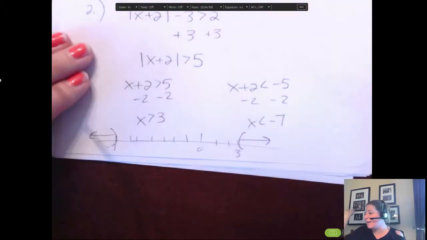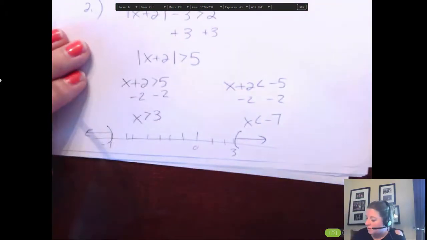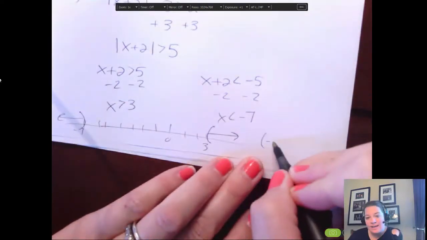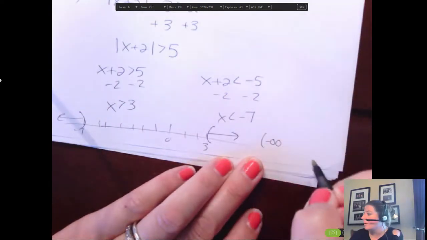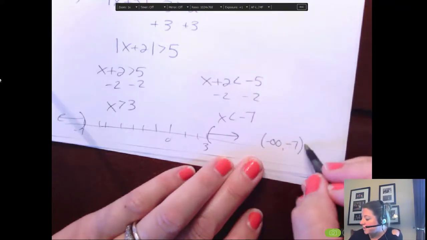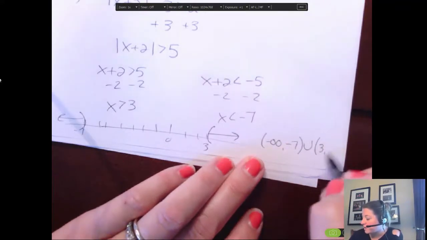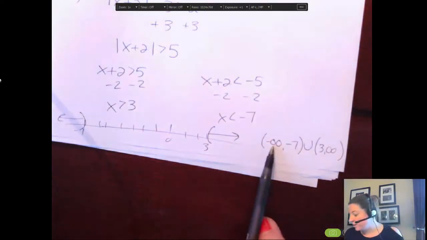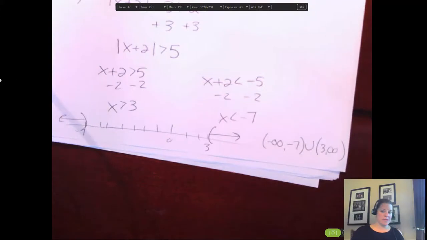To write that in interval notation, you would go from negative infinity to negative 7 and then stop. And you would union that with 3 to infinity. So you include both sections. You have to do two interval notations with that union symbol.